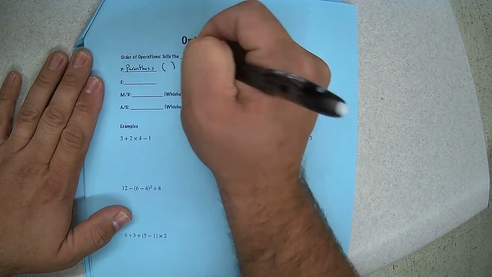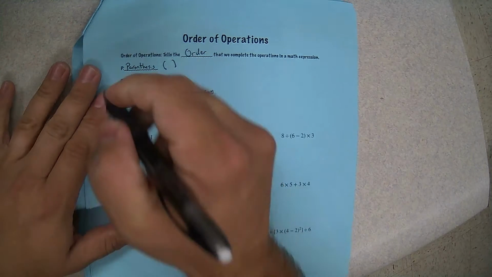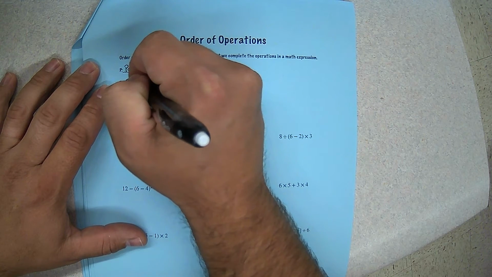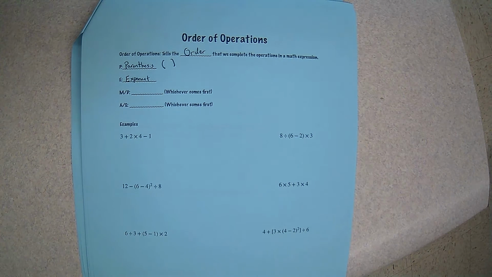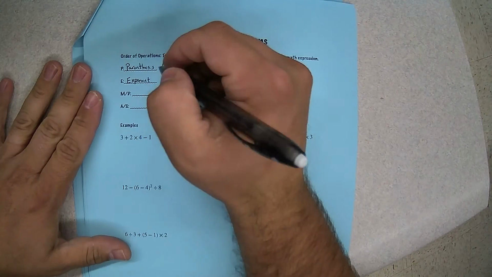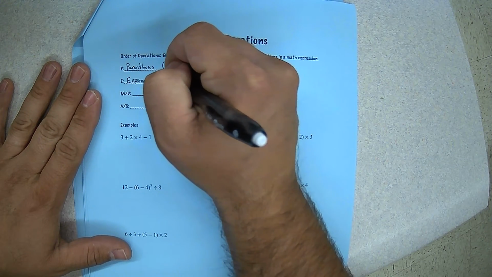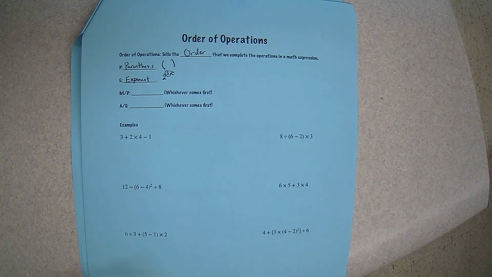So things like this, grouping, these are our grouping. So we do any grouping first. If we have multiple groupings, we do the innermost grouping. Then E for exponent. We look for, are there any exponents in our mathematical problem? Remember, exponents would be something like, so that's our exponent right here. That little 3 is our exponent.